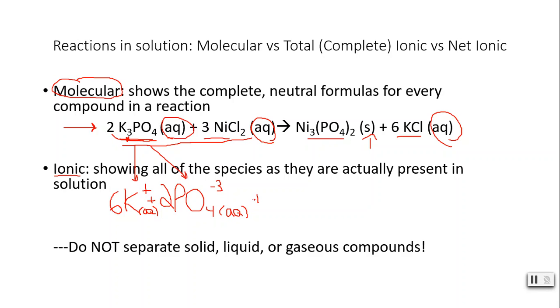Now we need to do something similar with nickel chloride. Why do we need to split that up into cations and anions? Well, because it's aqueous. We got that from the molecular equation. So I know I've got nickel cations. And from my balanced chemical equation, I see that I have 3 of them. So I have 3.